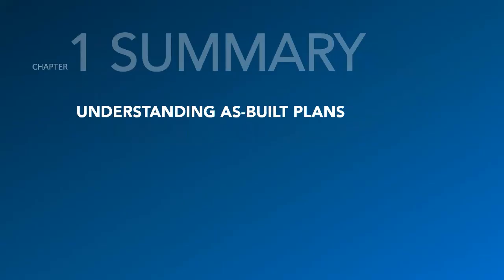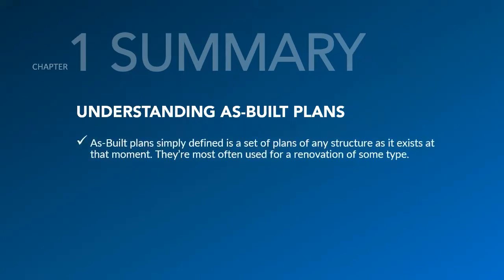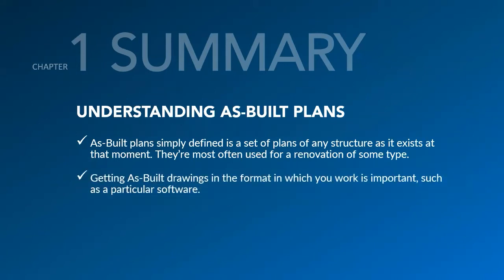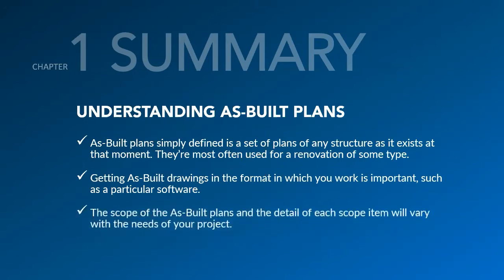And so to sum up the first portion, chapter 1, understanding as-builts. As-built plans, simply defined, is a set of plans of any structure as it exists at that moment. They're most often used for a renovation of some type. Also, getting as-built drawings in the format in which you work is incredibly important, such as a particular software. And then finally, the scope of the as-built plans and the detail of each scope item will vary with the needs of your project.